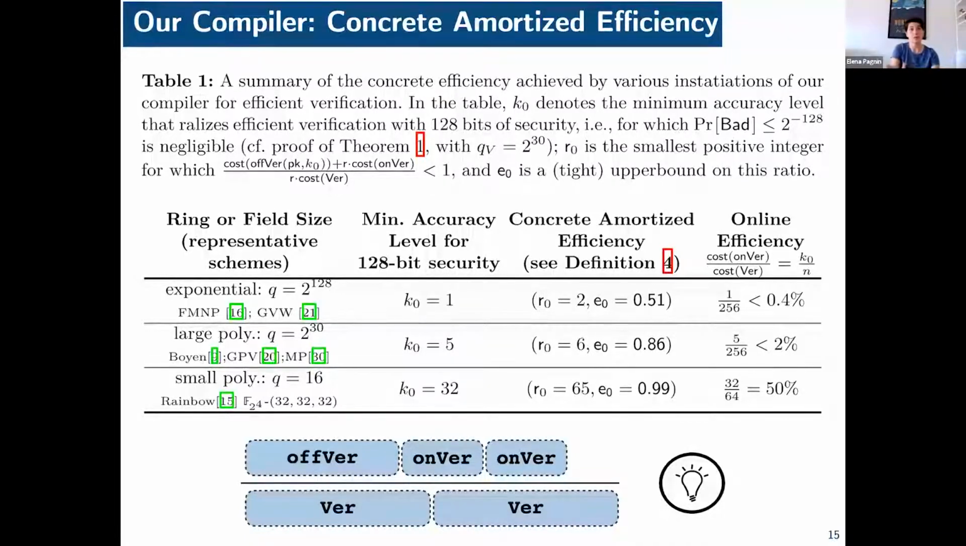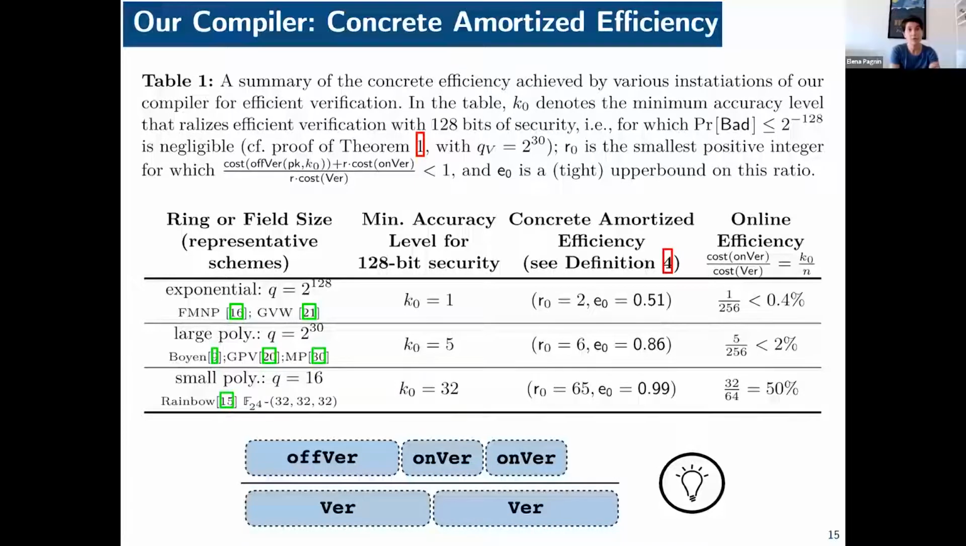But these are very specific schemes, since the signature schemes are homomorphic. So let's look at standard signatures. This is the case for the Boolean signature, GPV, and MP. In this case, Q is smaller, so it's 2 to the 30. But we obtain the same unforgeability if we set K0 equal to 5, so the minimum confidence level. And in this case, the online verification becomes 2% of the cost of the standard verification. So I can achieve the same soundness level by using only 2% of my computational resources in the online verification.